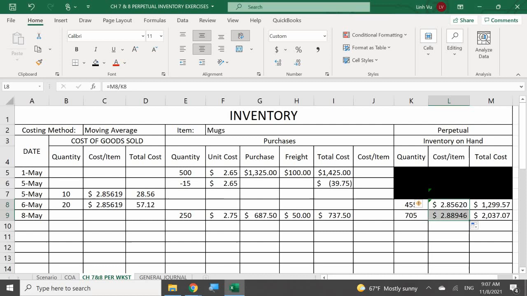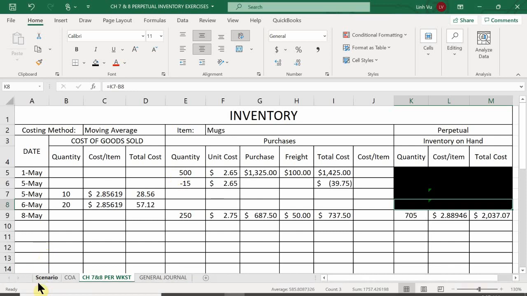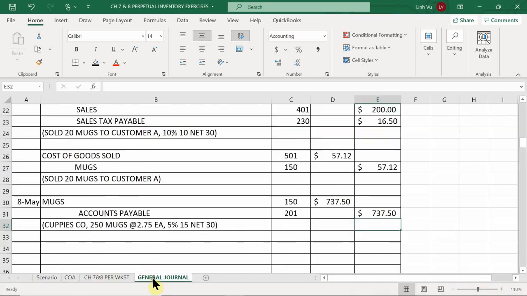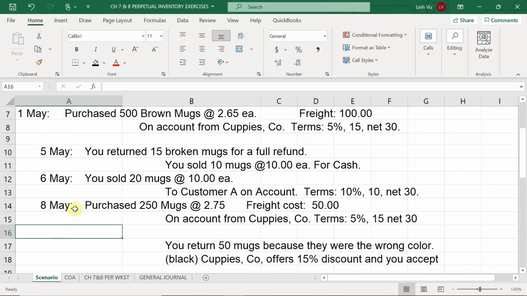288.94.6. Good. Okay. It increased by 3 cents. So then let's see what happened next. Since I already calculated everything, I already journalized it. So we can go ahead and see what happened next.